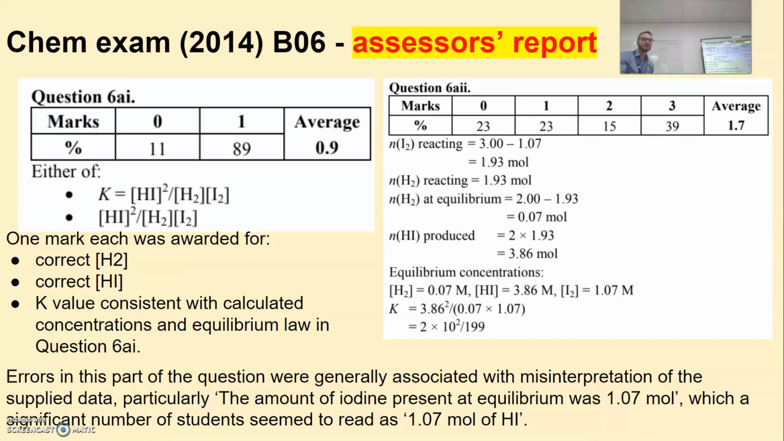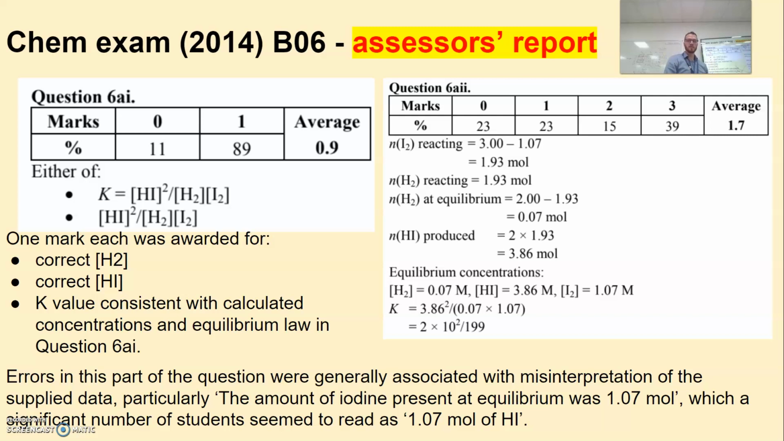6AI, 89% got it. Pretty good at writing the equilibrium expression. One mark awarded for correct concentration of H2, correct HI, and the K value consistent with the calculated concentrations in the equilibrium law in question 6AI. So consequential marks, yeah? 39% got all three, 15% got two, 23% got one, and 23% got nothing for that question.